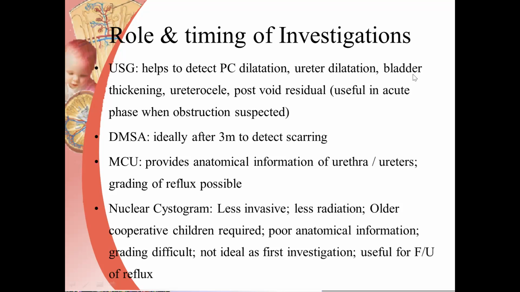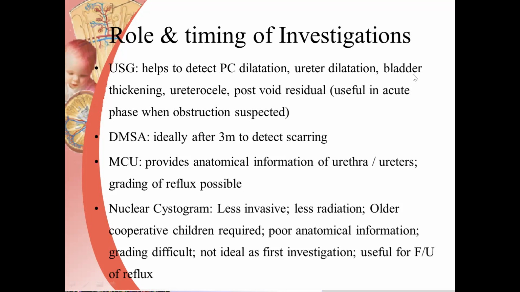Now, nuclear cystogram is another imaging where the contrast is injected directly into the bladder via suprapubic puncture. It is less invasive because there is no catheter, and there is less radiation. However, it demands an older cooperative child. It doesn't give good anatomical information about the urethra or bladder. The grading is not 1 to 5, it is just grade 1 to 3.